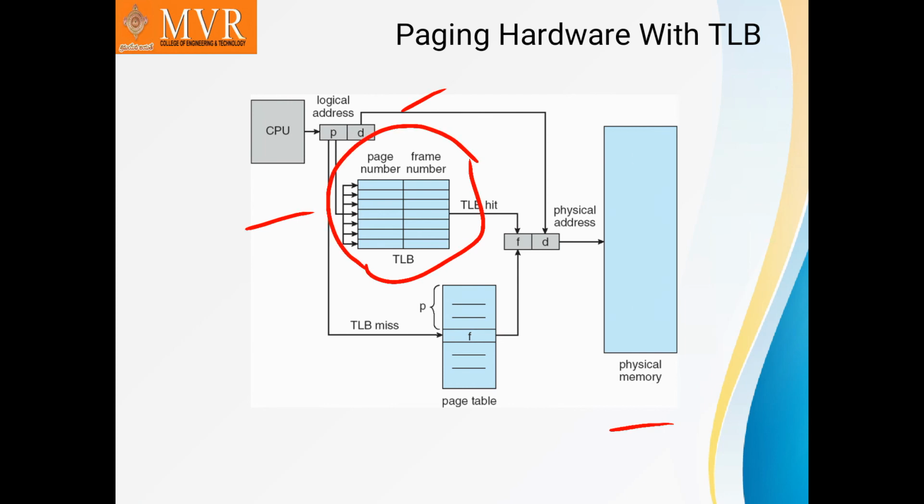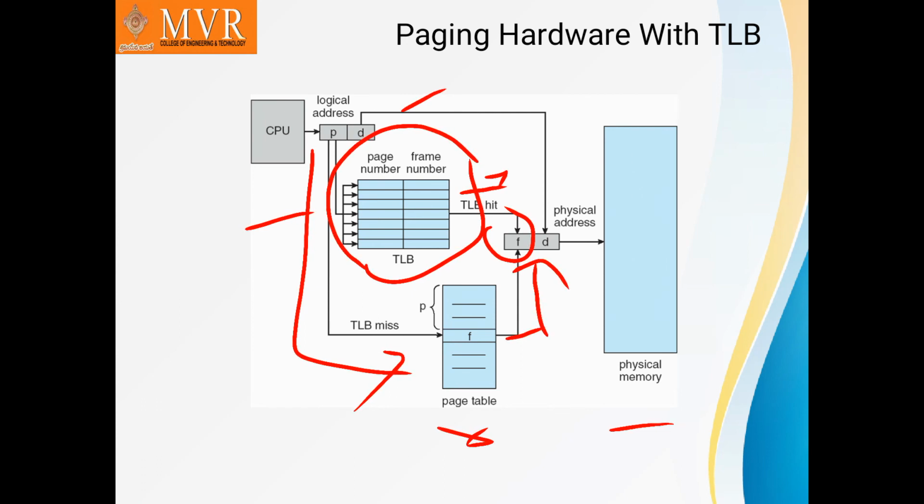translation lookaside buffer register. In this, it has the page number and frame number. If it is available, then it is a hit, and the frame will be found. If it is not available, the page table has the data of F, so it will be moved to the physical address, and the data of D offset will be considered, so the physical address will be mapped to physical memory by using paging hardware with TLB.